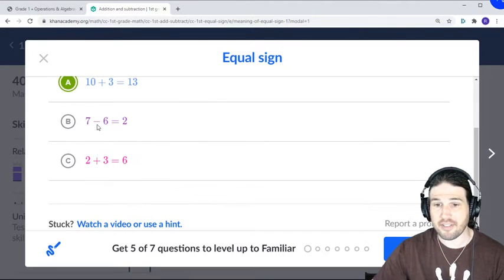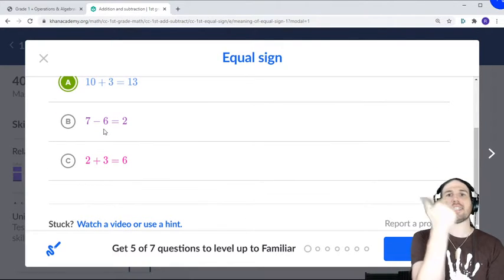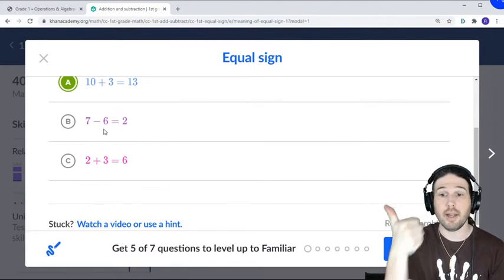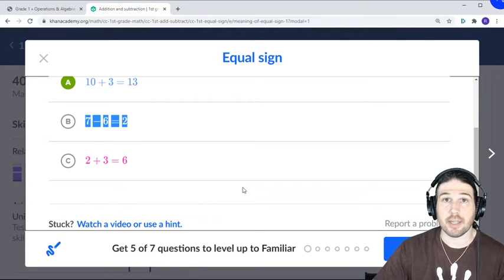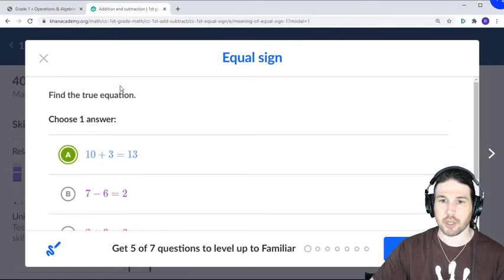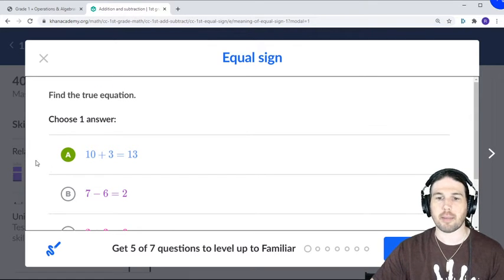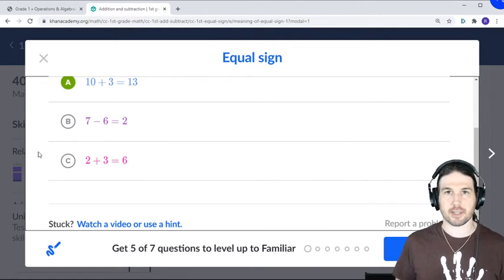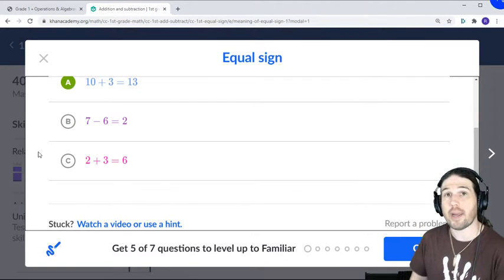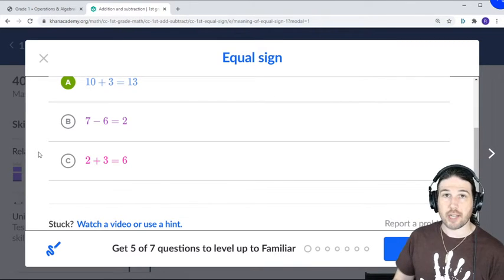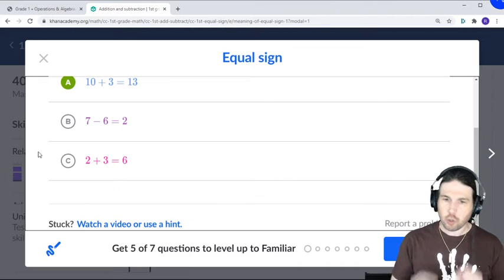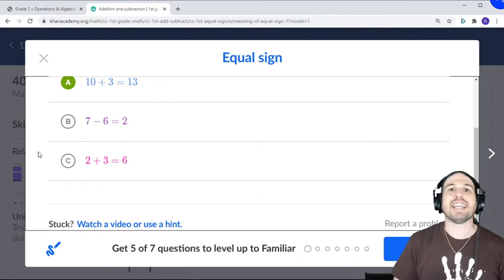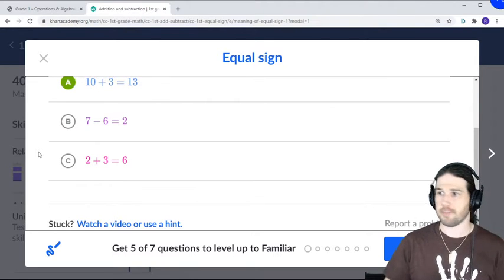However, 7 minus 6, well, that's 7, 6, 5, 4, 3, 2, 1. That's 1 and not 2. This is an equation. It's just not a true equation, and I need you to really be able to see that kind of difference. All right? You can have an equation that's false. You can have an equation that's wrong. You can have an equation that doesn't mean anything. But so long as there is an equals in there, it is an equation.